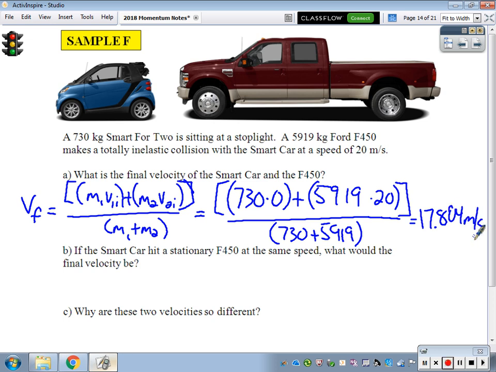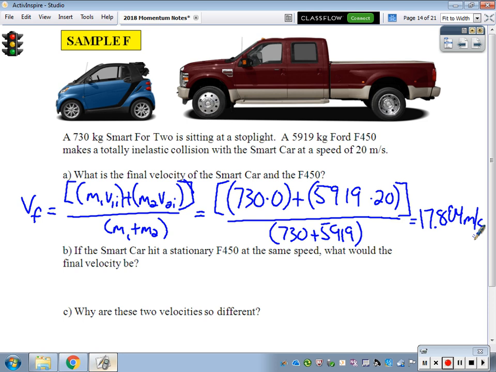Meters per second. Let's think about this for a second. Does that make sense? I would say, considering the situation, yes. But what I would consider to be equally as important, let's consider that from both perspectives. If you are in the F450 as the driver, you start off with a velocity of 20 meters per second, which is a little more than 40 miles an hour, and your velocity is reduced to 17.8 meters per second. About a 5 mile an hour drop, so almost like you just hit a speed bump.